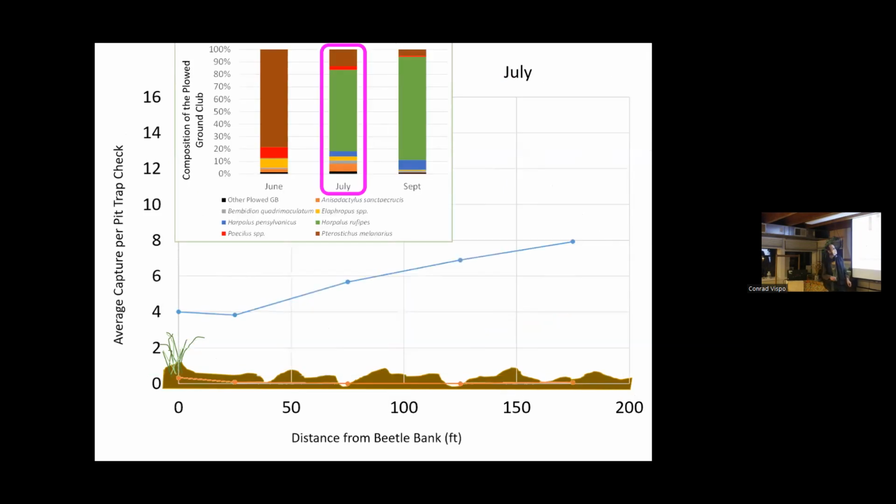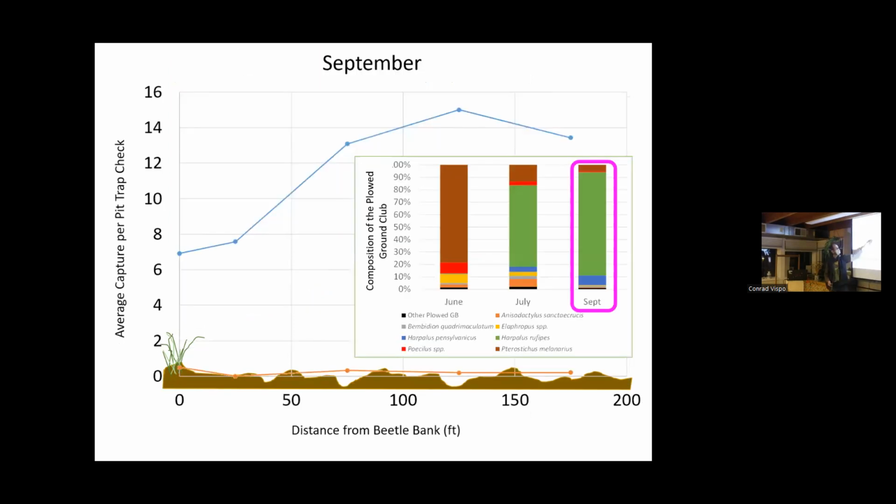Once you get into July, here's melanarius, it's just that tiny little bit of brown up there. Most of the field ground beetle community at this time is Harpalus rufipes, and that's true here again. So the pattern you see in June is due to Pterostichus melanarius. This pattern in July and September is due to Harpalus rufipes, that shows no indication of using the beetle bank as a source.